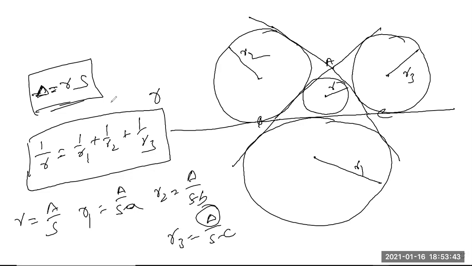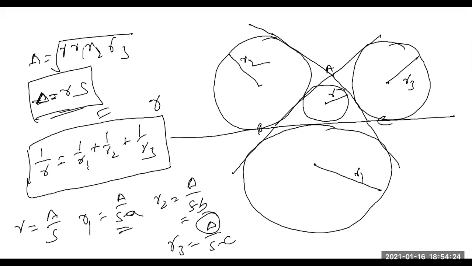So this is what we need to prove. Also, since r1 is delta by (s minus a), and similarly for the others, you can write the area of a triangle in terms of r, r1, r2, r3. If you multiply all of them, you get delta to the power of 4 divided by delta square, so it should be the square root of r r1 r2 r3. Then it will be the area of the triangle. That is another way.